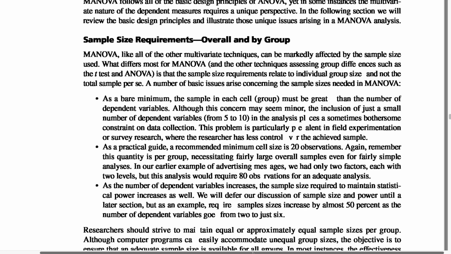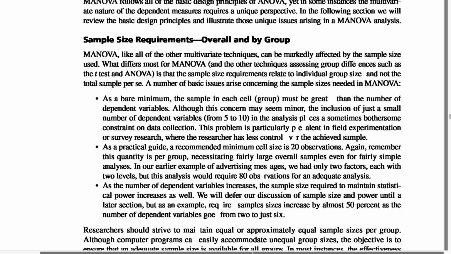Again, remember the quantity is per group, necessitating a fairly large overall sample even for fairly simple analyses. In our earlier example of advertising messages, we had only two factors, each with two levels, but this analysis would require 80 observations for an adequate analysis.